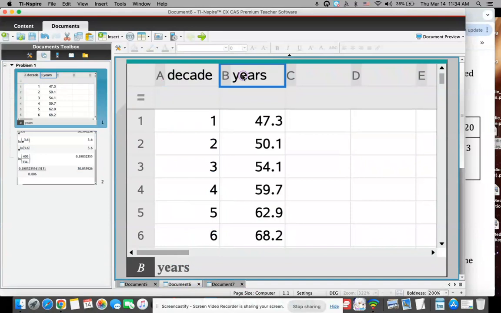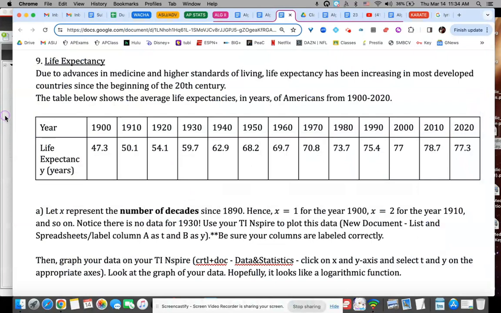So here's what I did. I put decade and years. You can name it whatever you want. You just don't name it X and Y. The computer gets confused when you say X and Y because it's using X and Y as variables. So you can't do that. And then just put in those values they gave you, right? So this whole table. Okay, so pause if you need to, and then I'm going to continue.